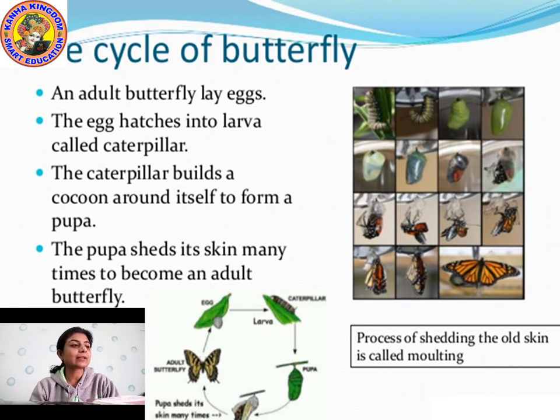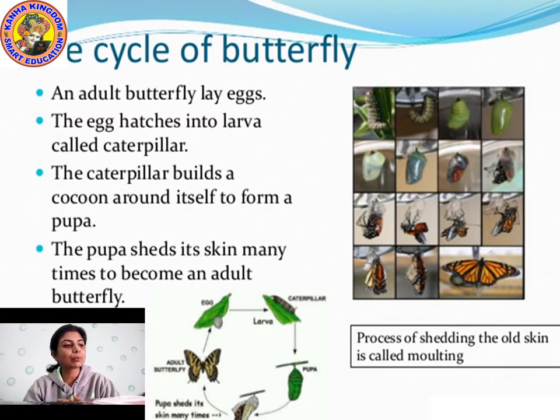This caterpillar weaves, you can say, it covers itself into a shell. That cocoon is woven from the saliva of the caterpillar. They cover themselves in a cocoon so that they can form into the pupa. Then this caterpillar grows and forms into the pupa.